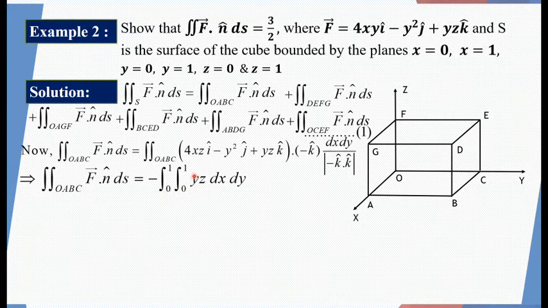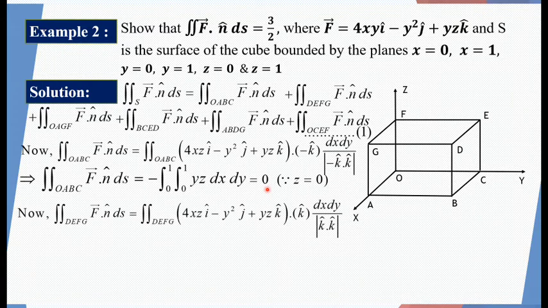So these are the constant limits. We can integrate it either with respect to y first or with respect to x first. But see, it contains z, and in this particular plane z is equal to 0. So this entire function will be 0. So this is the value of the double integral for the face OABC, vector f dot n cap dS.